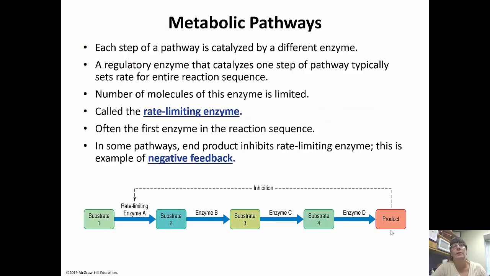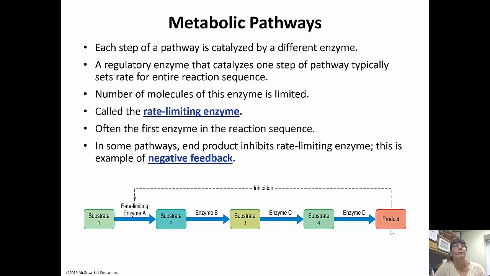Each step of the pathway is going to be catalyzed by a different enzyme. A regulatory enzyme is going to catalyze one step of the pathway, and that's going to set the rate for the entire sequence. So it will determine how fast it goes or how slow it goes. The number of molecules of this enzyme is going to be limited, so it's called the rate-limiting enzyme. Often it's the first enzyme in the reaction sequence. So the first enzyme, enzyme A in this case, sets the pace for the rest of the reaction to occur.